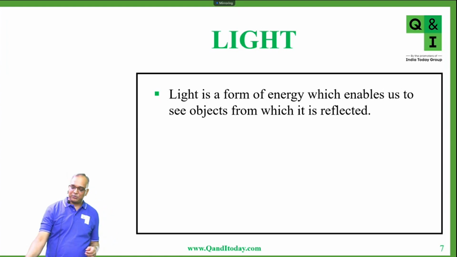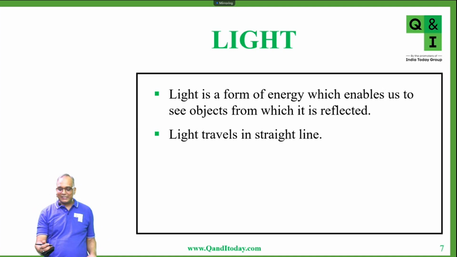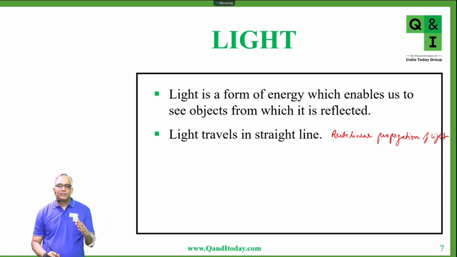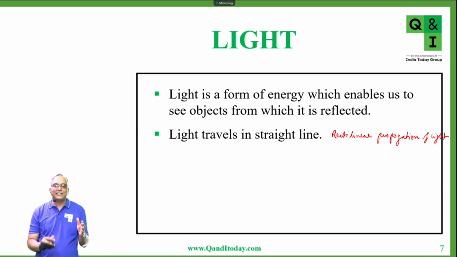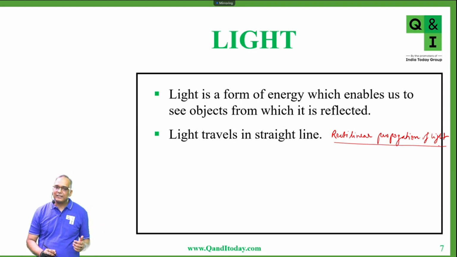Okay, thank you students. Light travels in a straight line. This property of light, which tells you that light travels in a straight line, is called rectilinear propagation of light. Is it clear?